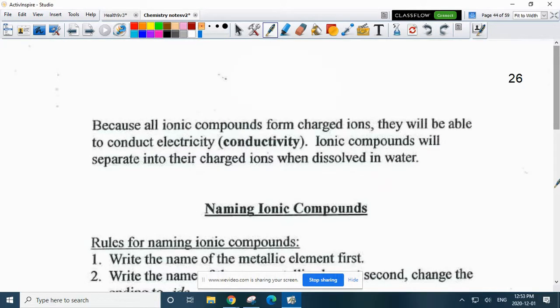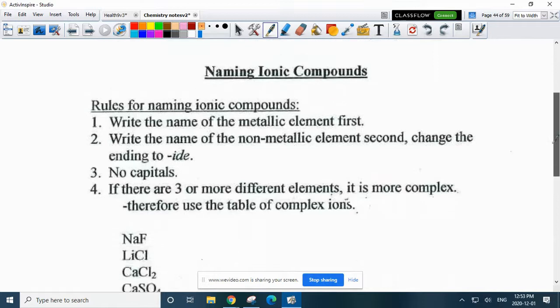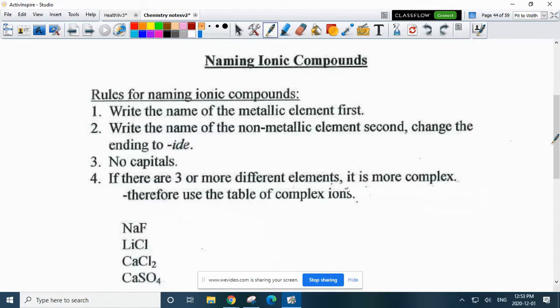Okay, and because they form charged ions, ionic compounds, if you dissolve them in water, they will conduct electricity. Okay, and so that's that part. Let's go ahead and look at how to write names of ionic compounds. It's pretty easy. You'll need your periodic table out in front of you.